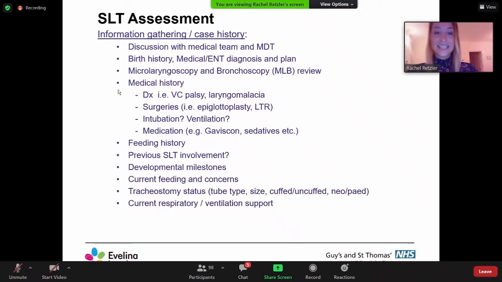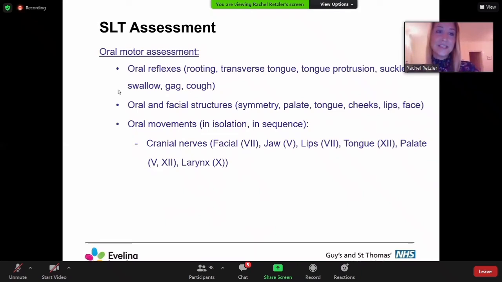Have the length, is it a neo or a ped? And working closely with your respiratory team as well, for if they need ventilation support. During the SLT assessment, it's really valid and really important to look at the oral motor assessment. We must not skip this step.